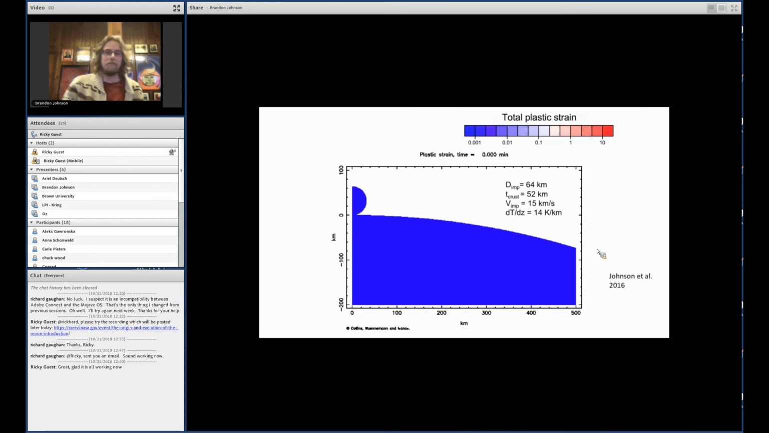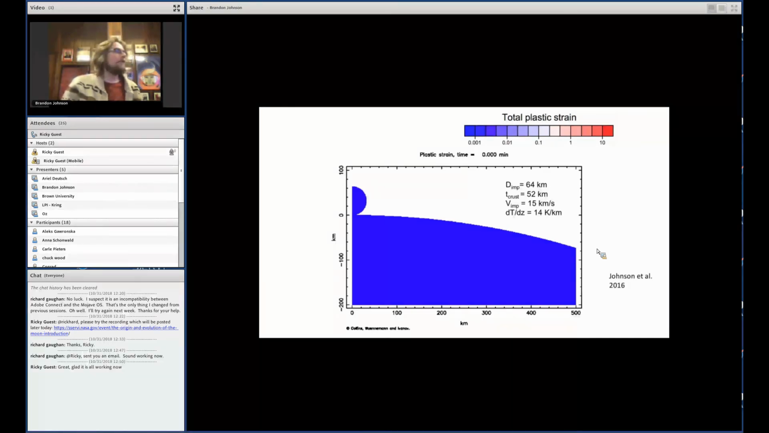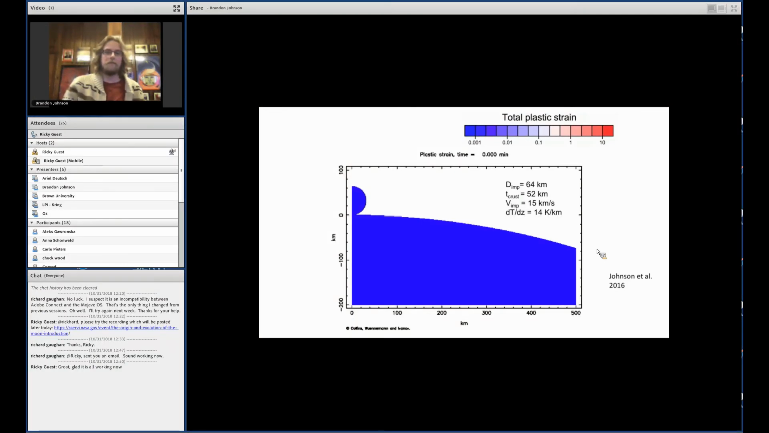Okay, so I'm going to show some of my simulations of this. I'm going to step through it and then show a few movies. This is some work on the formation of Orientale, showing a 64-kilometer diameter impactor striking a Moon-like target. The target is a big sphere the size and density of the Moon, and the crust has a thickness of about 52 kilometers. We have an impact velocity of 15 kilometers per second and a thermal gradient of 14 Kelvin per kilometer.